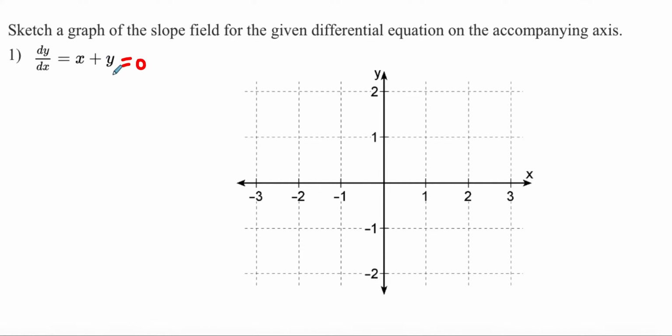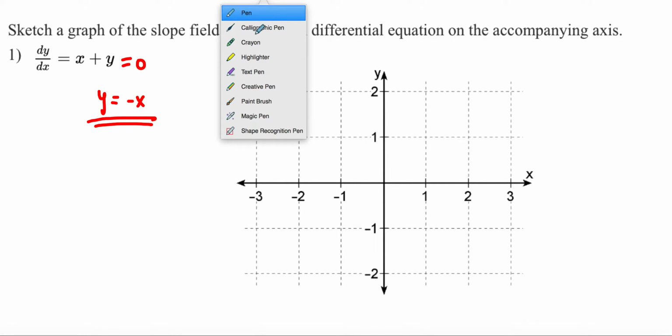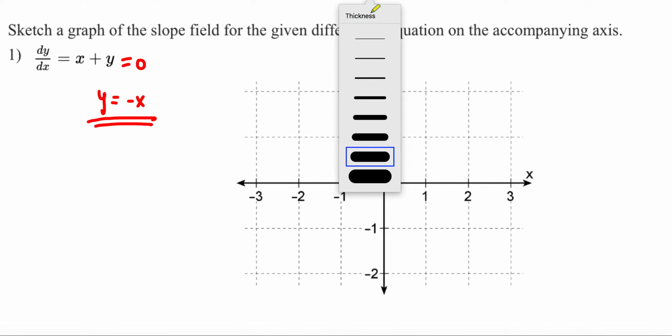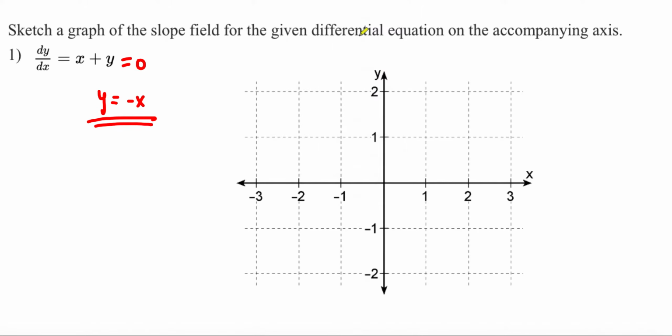When I do that and subtract x, I know that y equals negative x, meaning along that line, the slope has to be equal to 0. So along that line, I'm looking at the line that goes down this way. Slope has to be equal to 0. So here I have slope equal to 0.